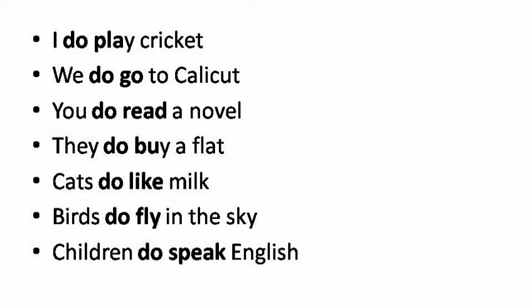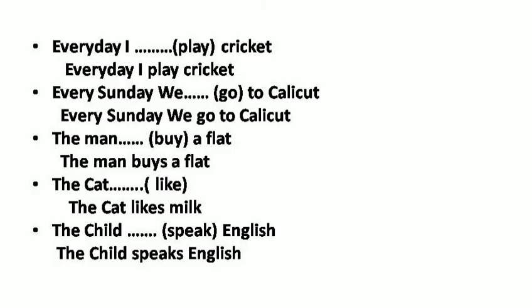They do buy a flat. Cats do like milk. Birds do fly in the sky. Children do speak English. Children speak English and children do speak English are the same in meaning, and we have used the auxiliary do as an independent verb in the sentence. Then see the sentences. Pause the video, and change into simple present tense form.